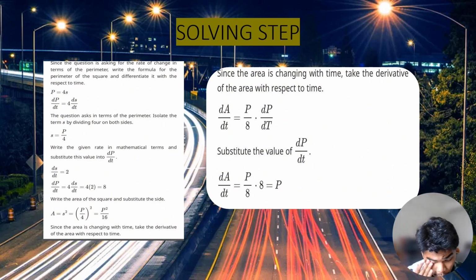Since the area is changing with time, take the derivative of the area with respect to time. dA over dt equals P over 8 times dp over dt. Substitute the value of dp over dt: dA over dt equals P over 8 times 8. The answer is P.